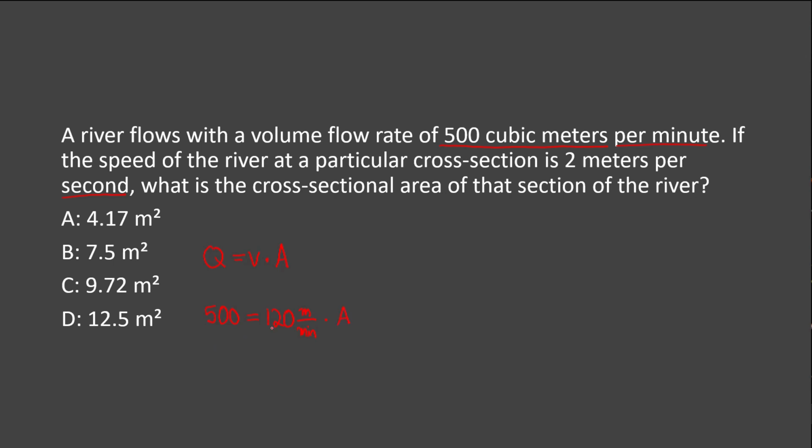All right, so now 500 divided by 120, right? The math is still a little bit annoying, so we can do this: it's 50 divided by 12, right? 12 times 4 is 48, so it's going to be a little bit more than 4. So I'm going to say 4 point something is equal to A. And so the correct answer here is going to be this one.